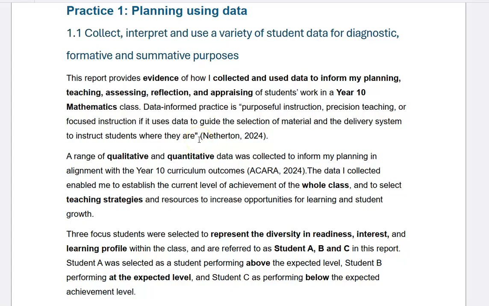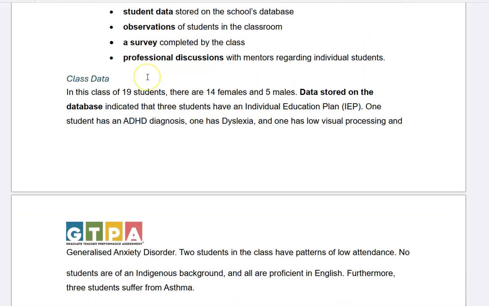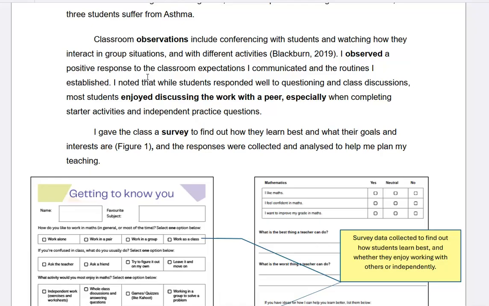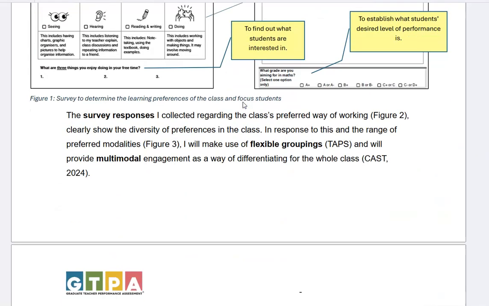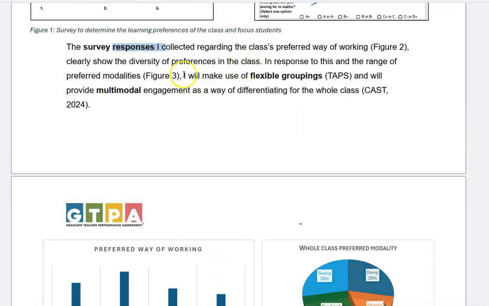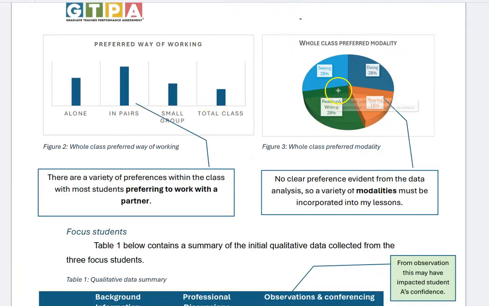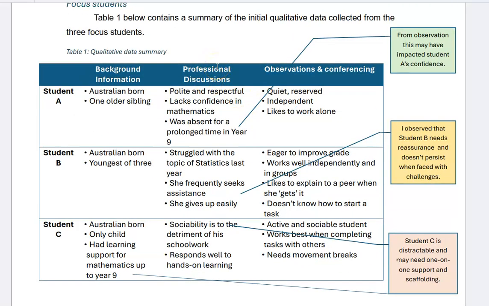So going through, we're going to look for a range of data, and you need to evidence that. So we've got qualitative data, subheading, class data, because it says you must have whole class and focus students. They have observations about them, a getting to know you activity, to understand the student, the person, through a survey. They talked about, okay, therefore I will do this in response. So it's connecting the data with a responsive teaching way of working, analyzing that into graphs and tables, and providing a small summary for those 3 focus students out of that whole class data.